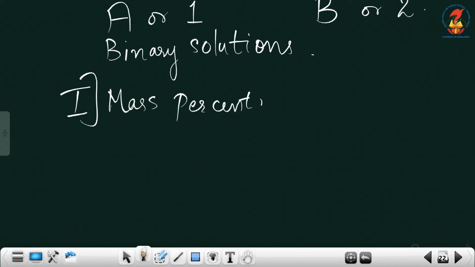Mass percentage. The definition is, it is the mass of a component dissolved in 100 gram of solution. When I say component, it can be solute or solvent present in 100 gram of solution.